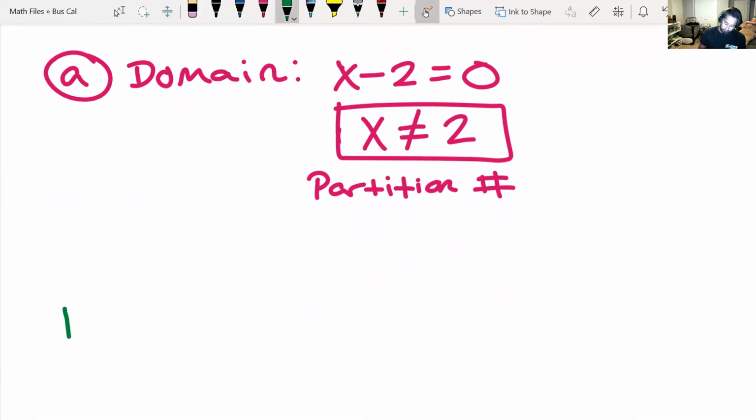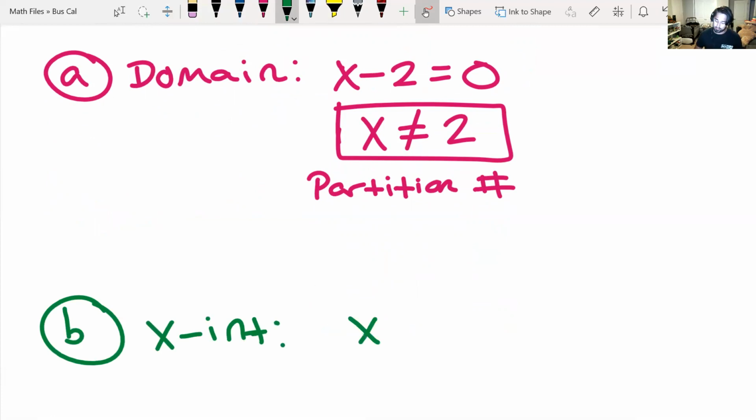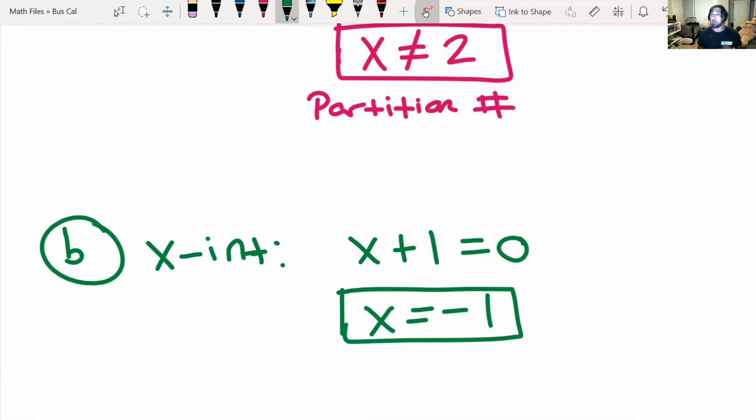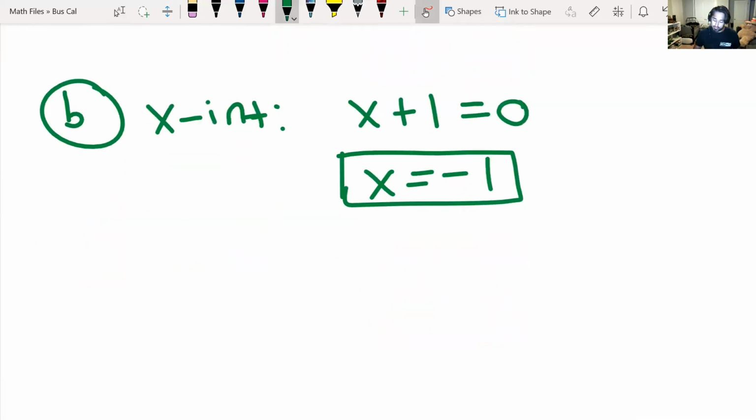So B, find our x-intercept. We take our numerator, x plus 1, set it equal to 0, and solve for x. X equals -1. And we're allowed to be -1 because it came from the numerator. We don't care what goes on in the numerator. The numerator can be whatever numbers they want. The denominator is what we worry about when we mess with domain. Okay. Guess what? You have your second partition number.